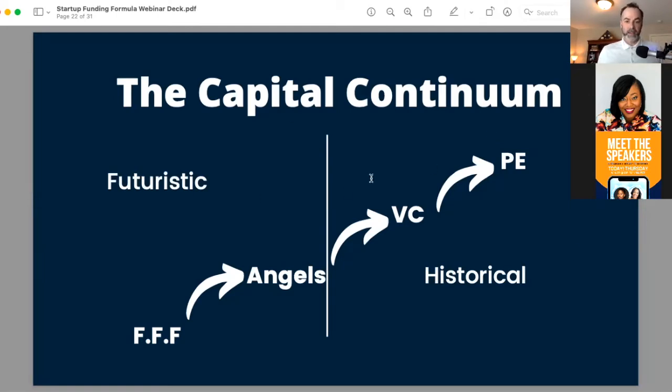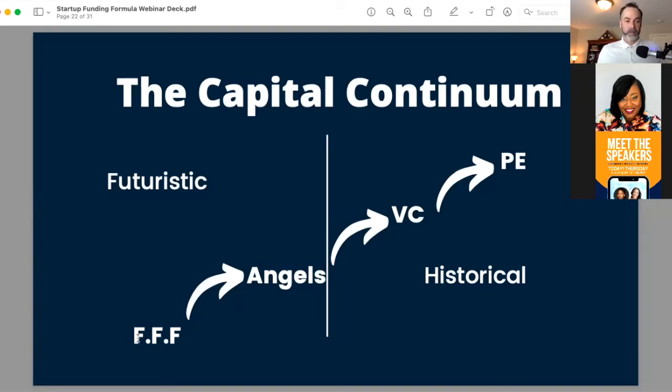Within investing, venture capital and private equity tend to be a bit more historically focused. Why is it? Because they're later in the process of growing a business, so there are historical things they can point to that show they're doing a good job. Whereas on this side, these folks are very futuristic focused.